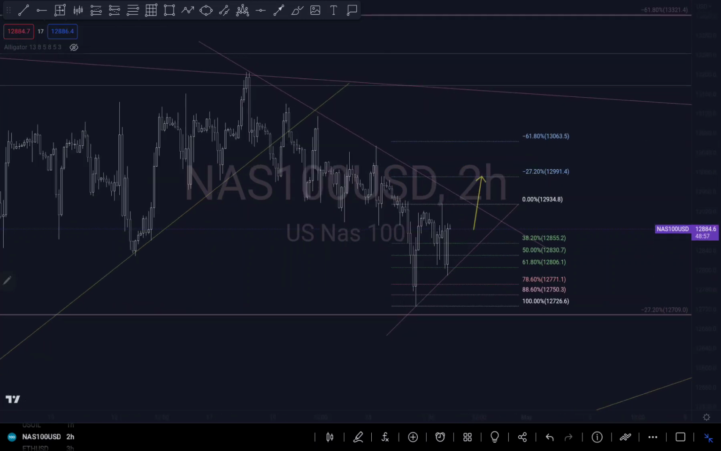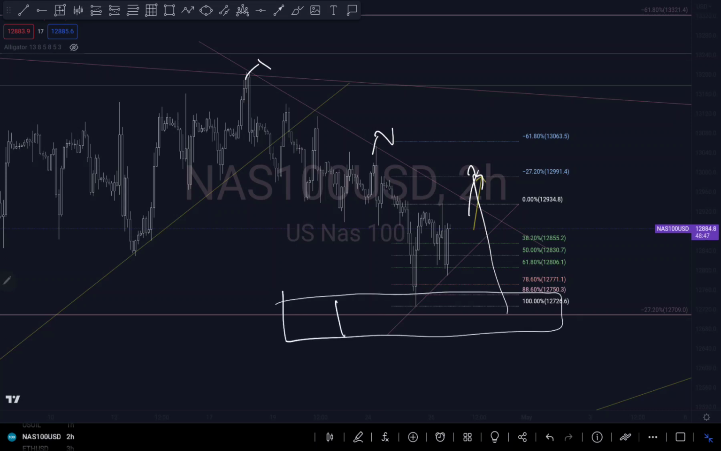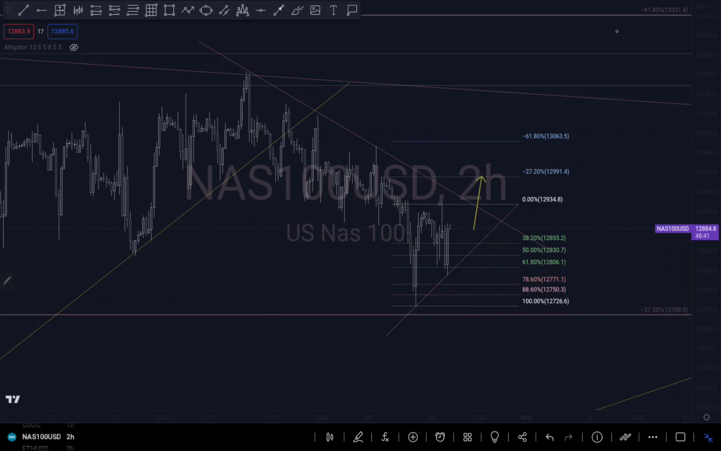Does it reject off this trend line? So we can have a first touch, a second touch, a possible touch around this level, then continue to the downside to retest this zone right at that level. So that's a possibility I am seeing right now, but let's see how that goes. But this is what I'm seeing on NAS100.